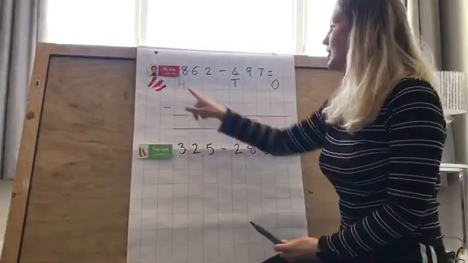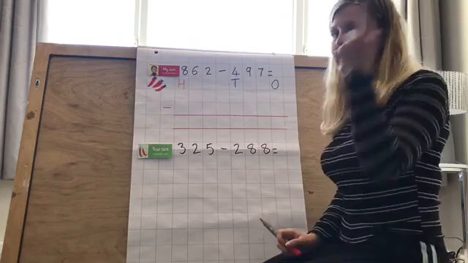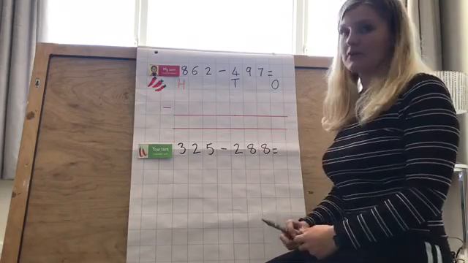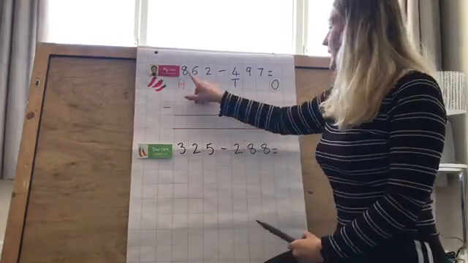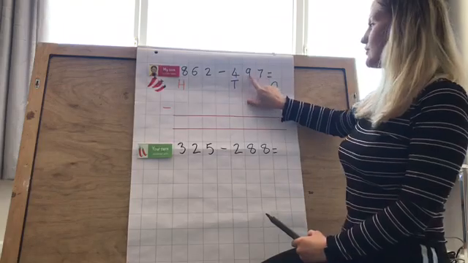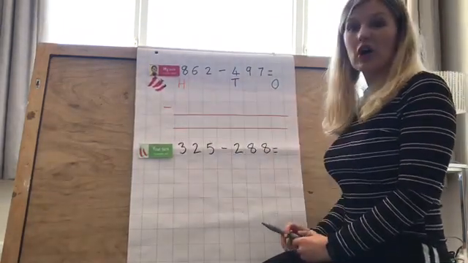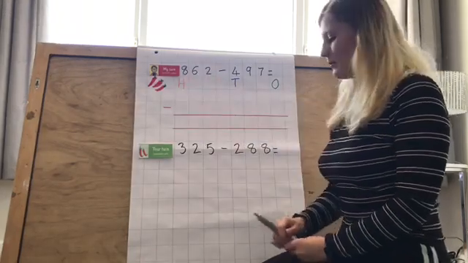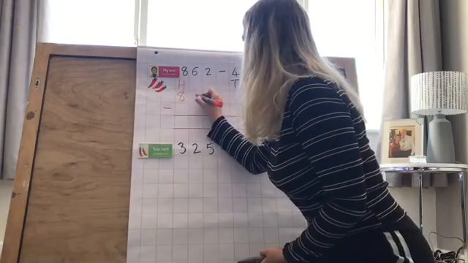This time we're going to have a go at a 3 Chilli subtraction question. You really need your brains turned on for this one, so let's have a go together. My turn first. My question is 862 take away 497. Now I've already set my number question up ready to input all the numbers. So I'm going to start with my first number, 862.